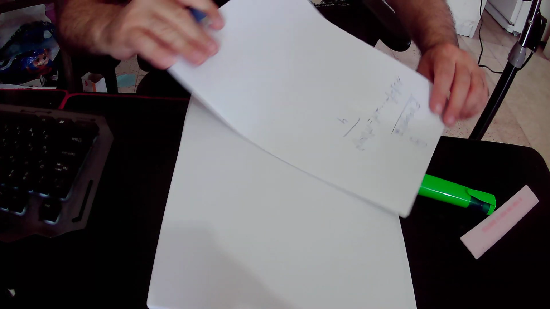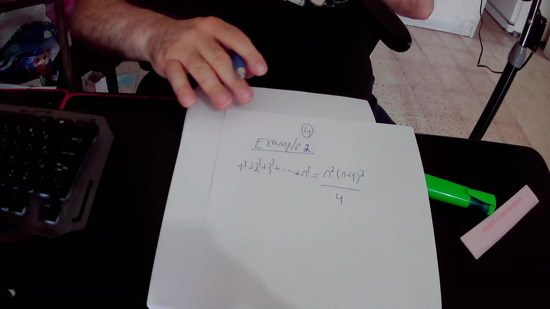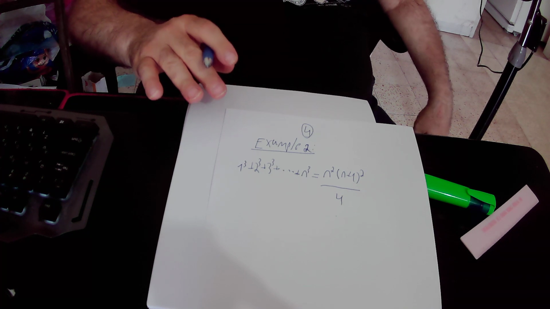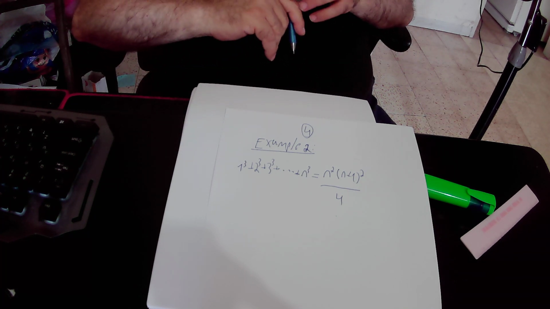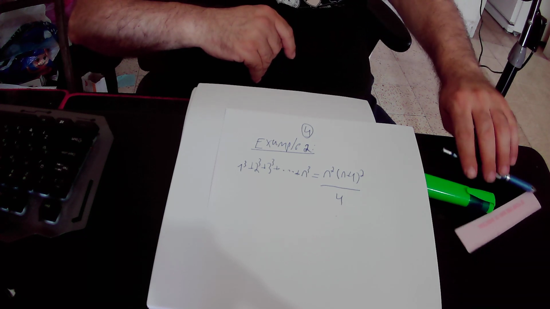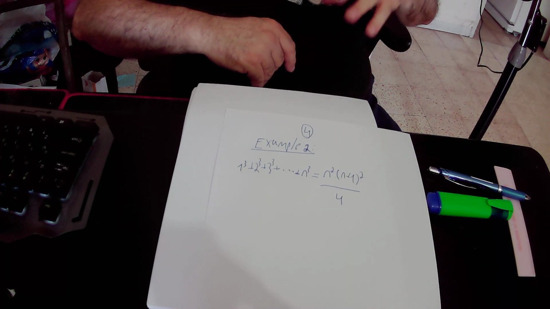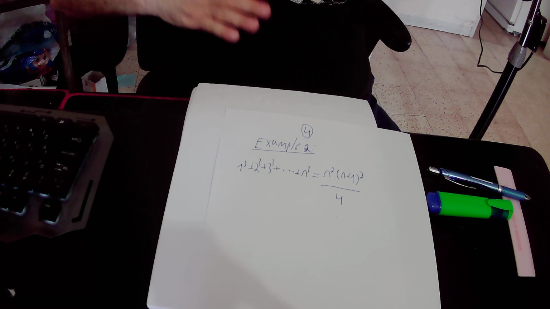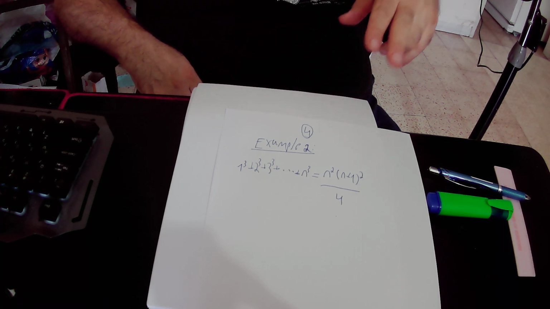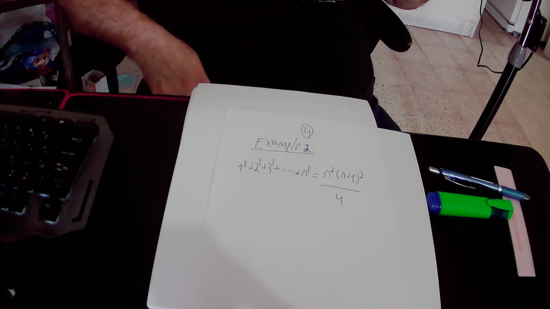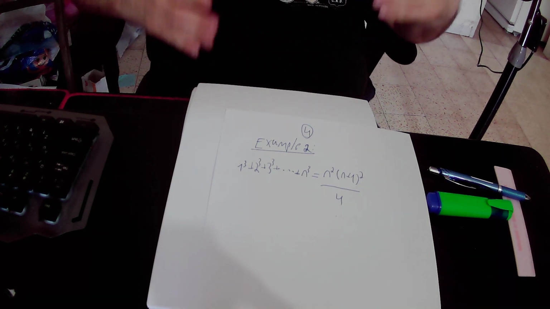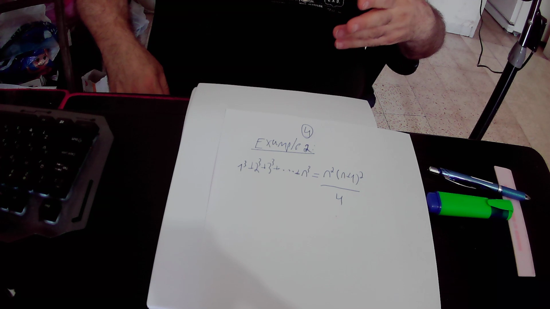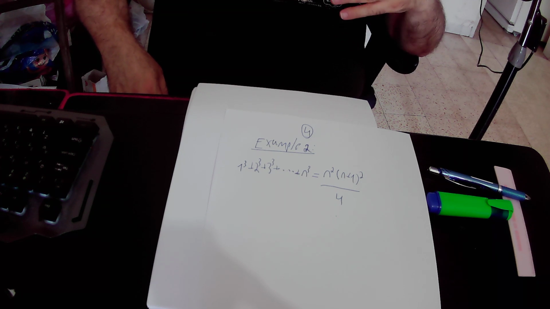So actually we have to prove that 1 to the power of 3 plus 2 to the power of 3 plus 3 to the power of 3 plus ... plus n to the power of 3 equals n squared times (n plus 1) squared divided by 4. And we must prove that this statement is true for all natural numbers.